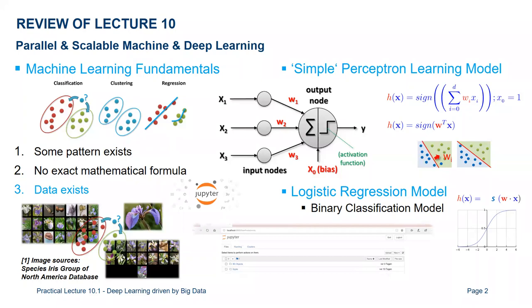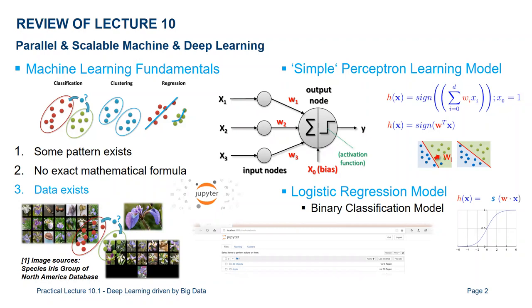And with this, you can have sophisticated algorithms, but we started with one of the very first algorithms, which was modeled after the human brain, a so-called neuron. This neuron is of course simplified, so we call it a simple perceptron.